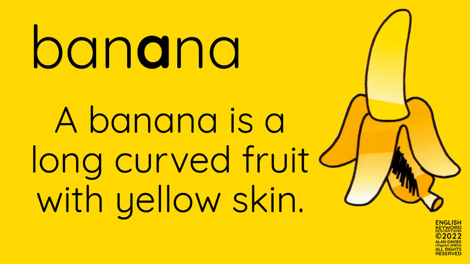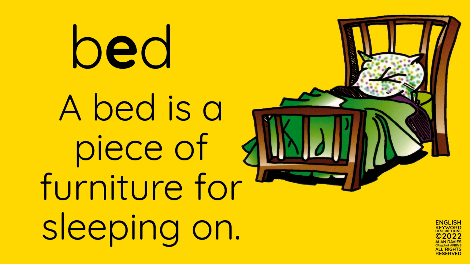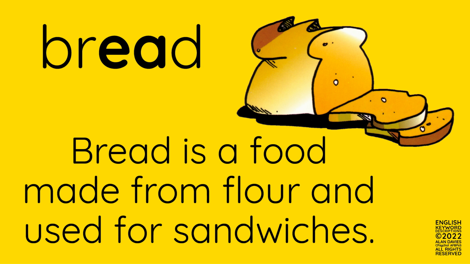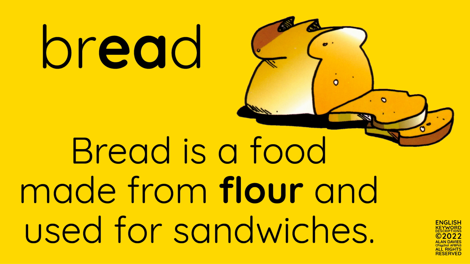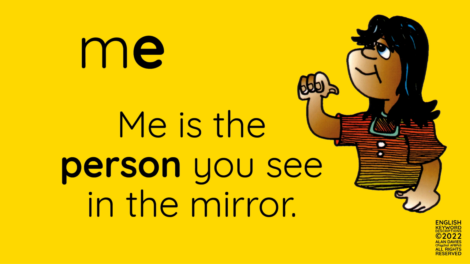Banana. A banana is a long curved fruit with yellow skin. Bed. A bed is a piece of furniture for sleeping on. Bread. Bread is a food made from flour and used for sandwiches. Me. Me is the person you see in the mirror.